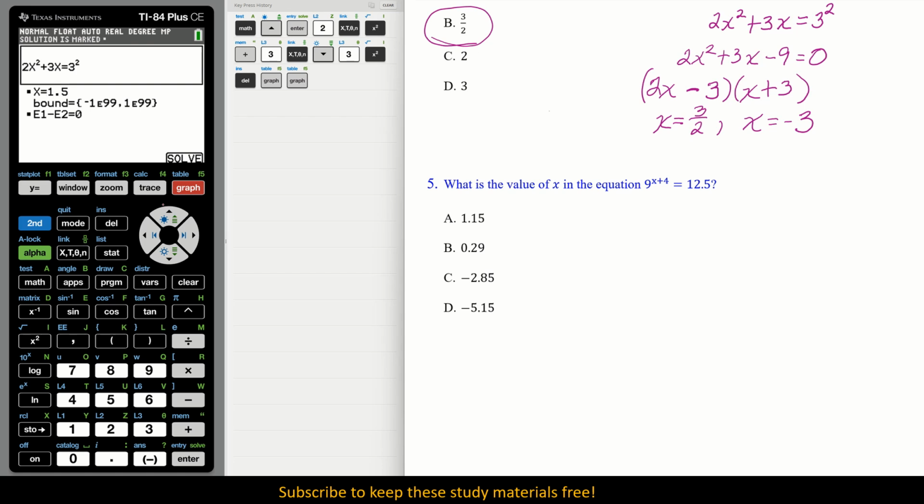If we apply natural log to both sides, this means that the x plus 4 comes to the front, and then we have the natural log of 9. And on the right side, it will equal the natural log of 12.5. Now divide both sides by the natural log of 9. This cancels out the natural log of 9, and then on the left-hand side, we get x plus 4.